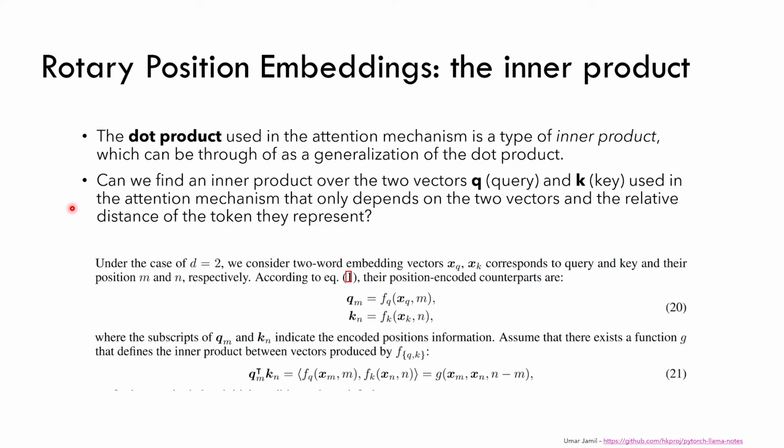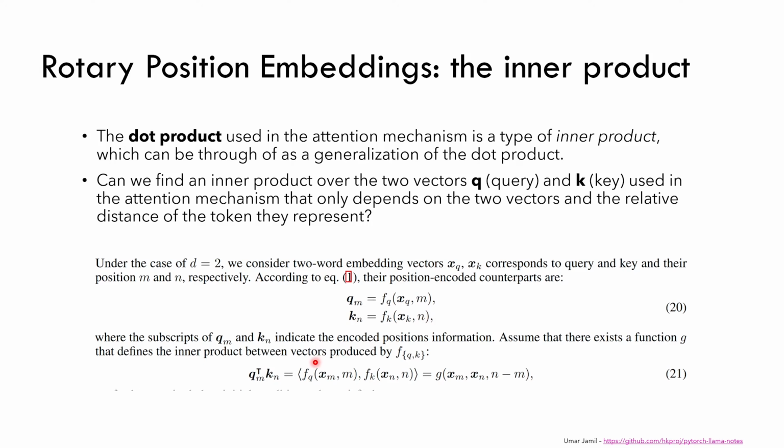What the authors of the paper wanted to do is: can we find an inner product over the two vectors, query and key, used in the attention mechanism, that only depends on the two vectors themselves and the relative distance of the tokens they represent? That is, given two vectors, query and key, that only contain the embedding of the word they represent and their position inside of the sentence. So this m is an absolute number, a scalar. It represents the position of the word inside of the sentence, and this n represents the position of the second word inside of the sentence.